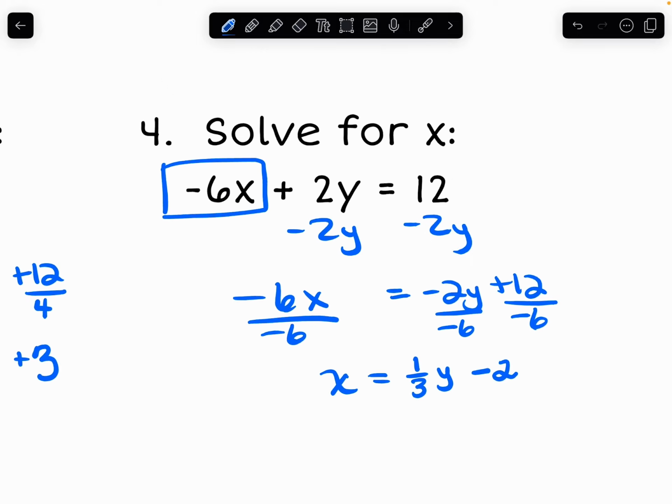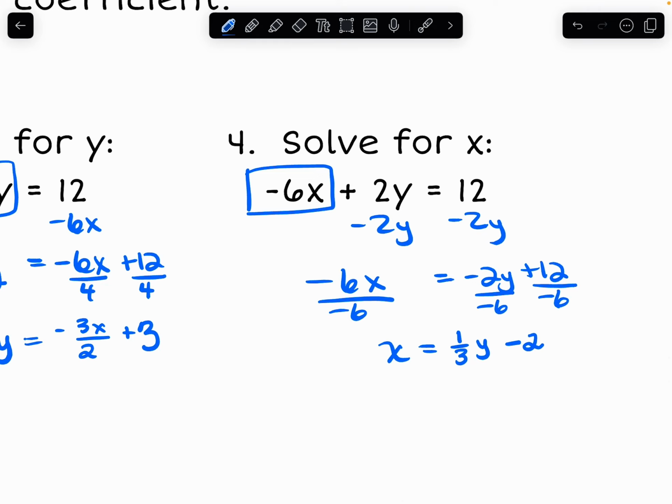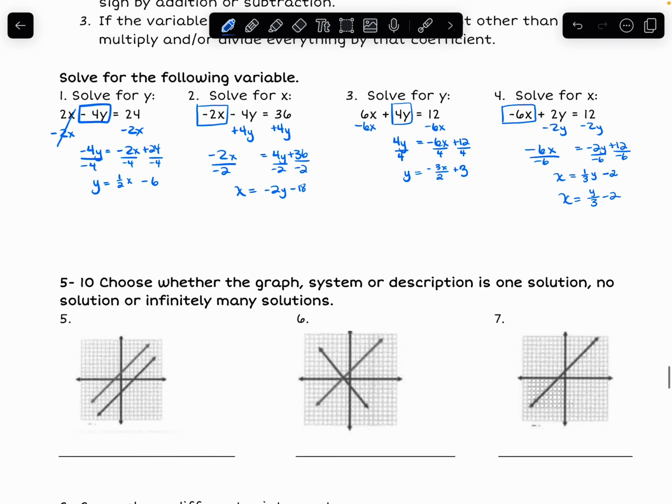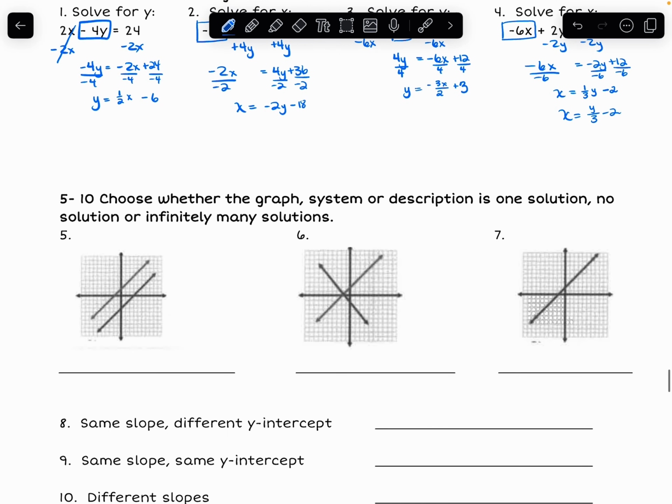Now, some of you may have said, but on that one you had 3 and the x in the numerator together. Guys, I can write that like this too. Y over 3 minus 2. Either way. So the next part, we're going to decide whether it's one solution, no solution, or infinitely many solutions.